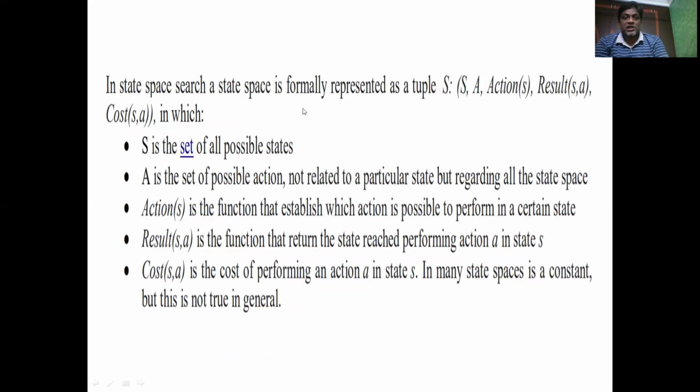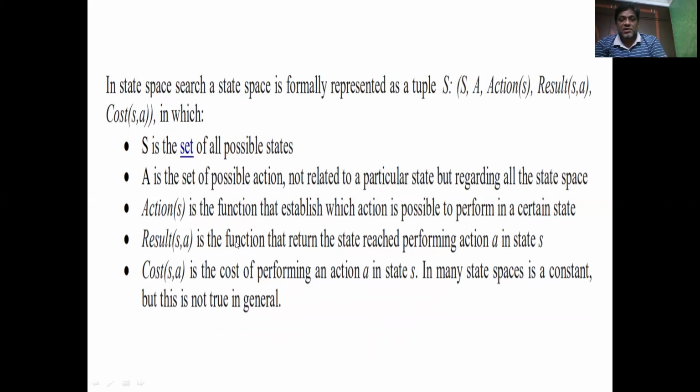So the state space search can be formally represented as a tuple S, A, action of S, result of S comma A, and cost of S comma A, where S is the set of all possible states, A is the set of possible actions related to a particular state, and action of S is the function that establishes which action is possible to perform in a certain state.